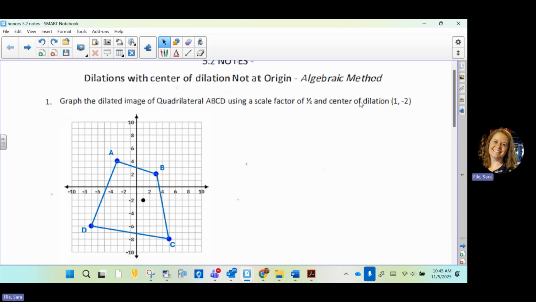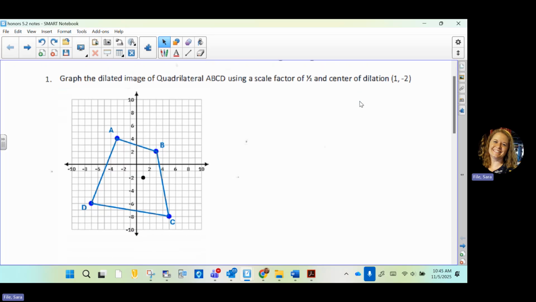Okay, and we're going to look at example 1. So we've got this quadrilateral ABCD. We want to graph the dilated image of it using a scale factor of 1/2. So is this going to be a reduction or an enlargement? Reduction. So reducing the size. It's going to be half the size. Okay, but with a center of dilation at 1, -2.